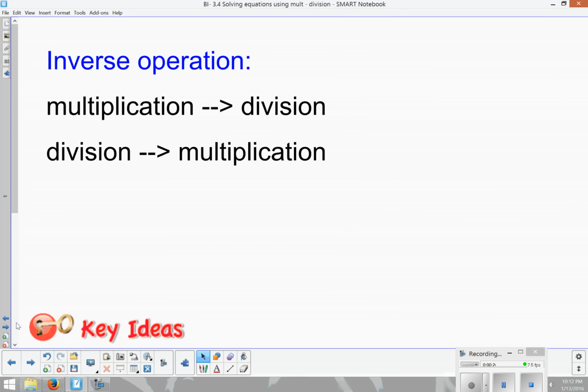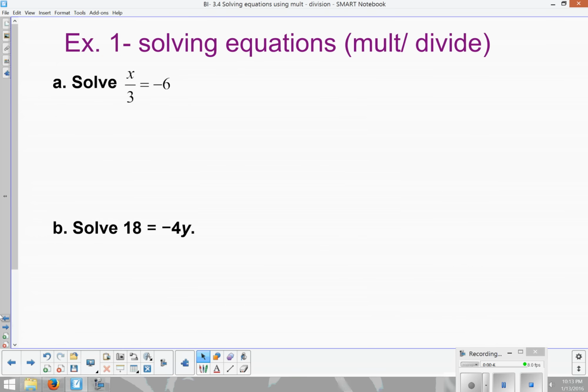Yesterday we talked about inverse operation and what it was. Basically, it's the opposite operation. So if you see multiplication, you would do division. If you see division, you're going to do multiplication. And the idea of today's lesson is to solve equations by isolating the variable by itself. So let's take a look at our first example.